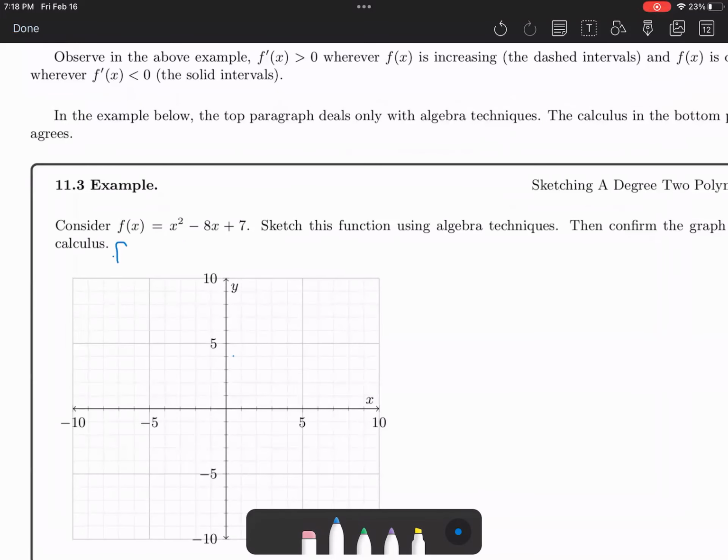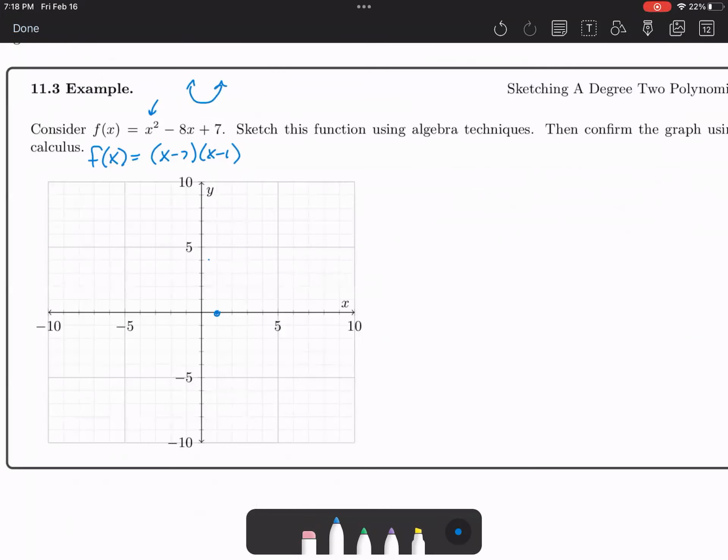So from your days in algebra, you know that f of x is going to be a concave up parabola. So it's going to look something like this. And it factors as (x - 7)(x - 1). So it's going to have zeros at positive 1 and positive 7. So just a rough sketch. Oh, we also know it has that y-intercept of 7.